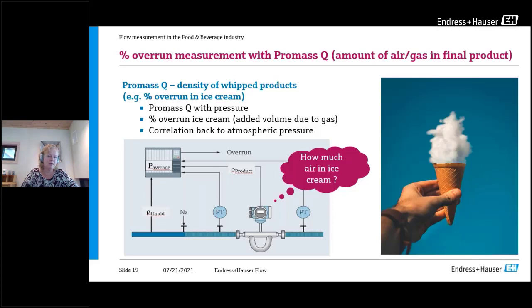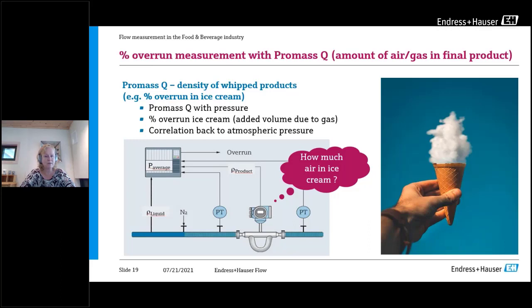And how is this done? We can talk about overrun, which in ice creams is the added volume of the ice cream due to the injection of the gas, or percentage of gas. This is a similar measurement, just different ways of expressing that. We can determine that amount by having the density output from the Promac Q, which is of the liquid gas mixture, and having knowledge of the original liquid density and the pressure in the pipe, it is possible to calculate the volume fraction of gas under process conditions, but also then correlating it back to atmospheric conditions.